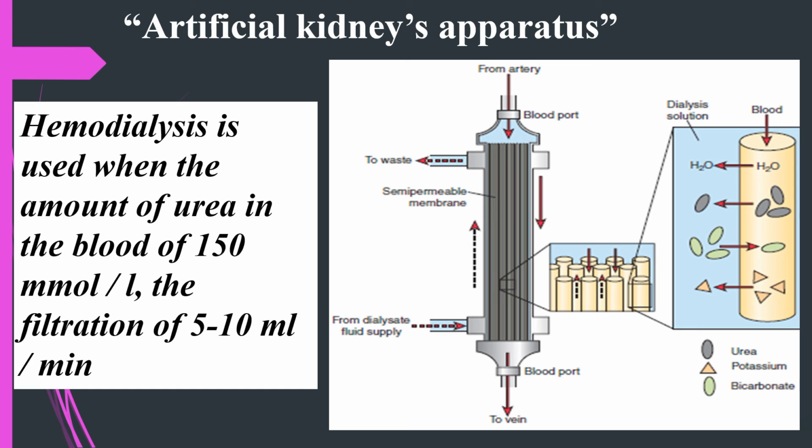Artificial kidney apparatus, and hemodialysis. Hemodialysis is used when the amount of urea in the blood is 150 millimolar and the filtration is 5 to 10 milliliters per minute.